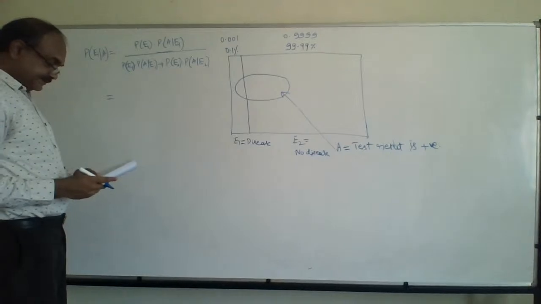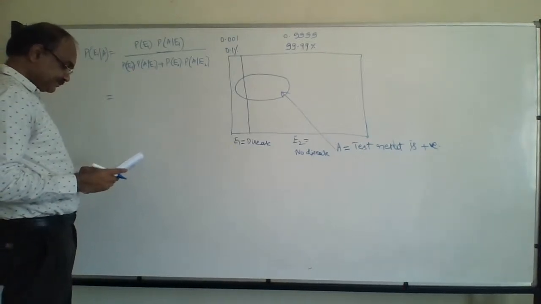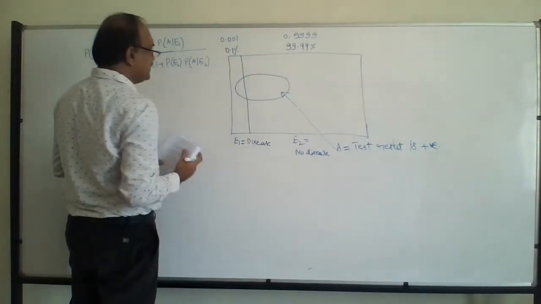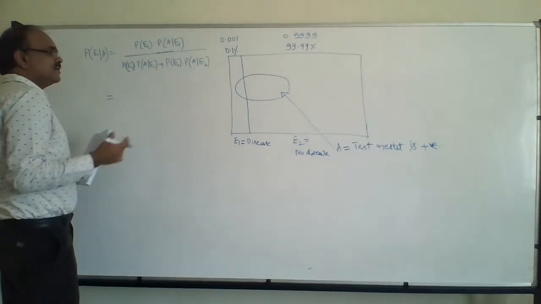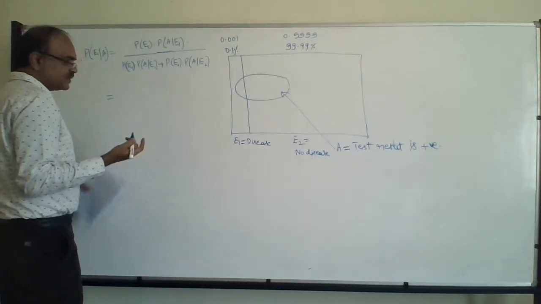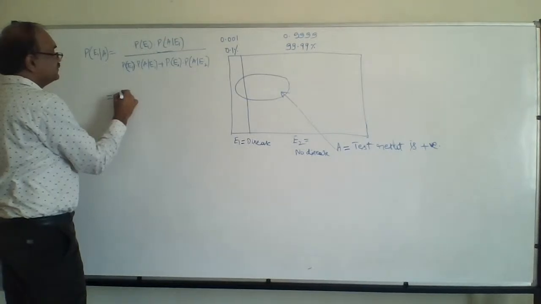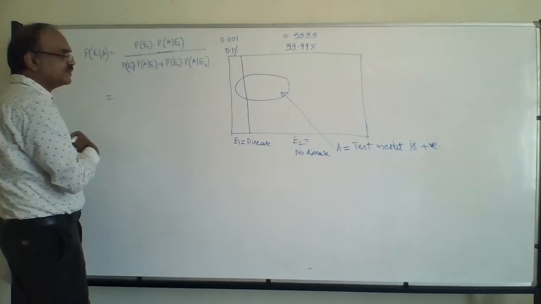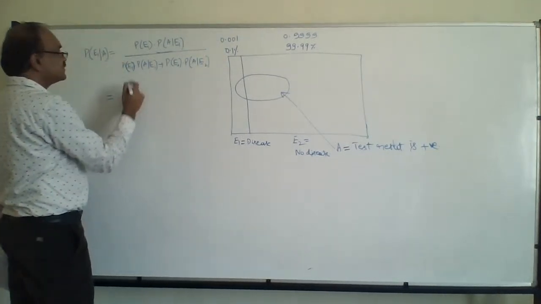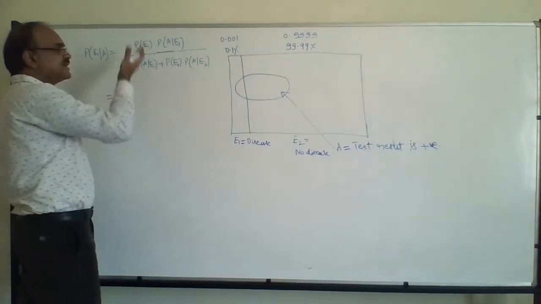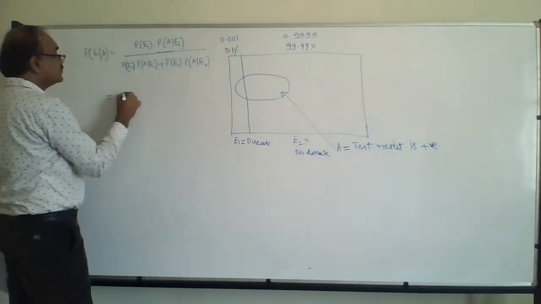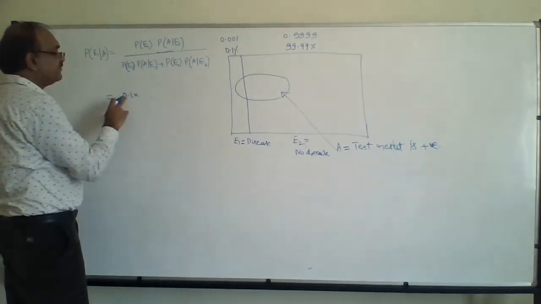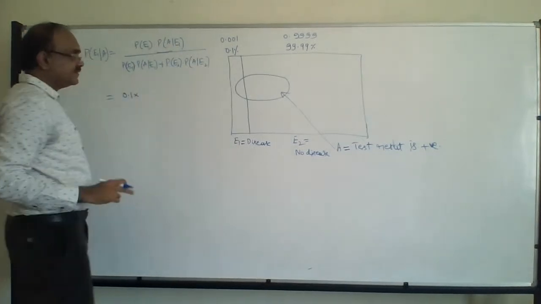So, let's see. First, the probability of E1, that is this one, 0.1%. Should we use percentages or decimals? Percentages also you can use, it doesn't matter. Let us use percentages, because the divide by 100 gets cancelled anyway. So 0.1% into the probability of A given E1.